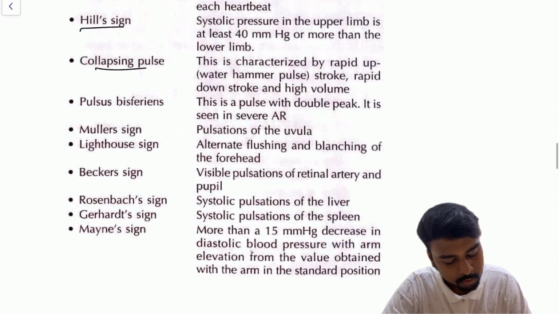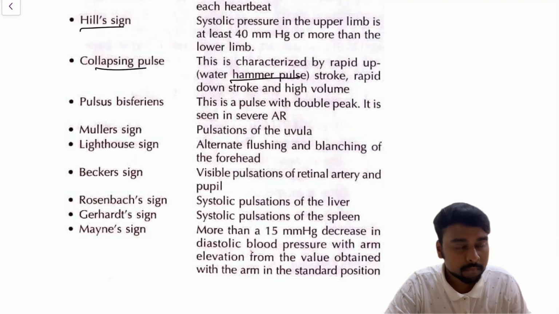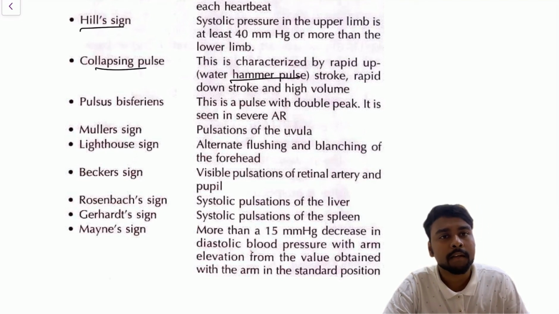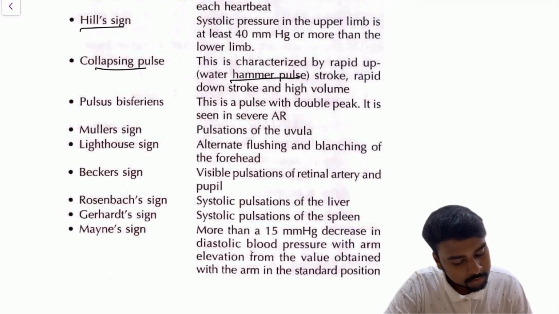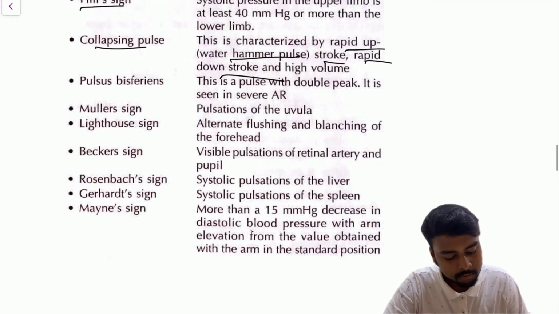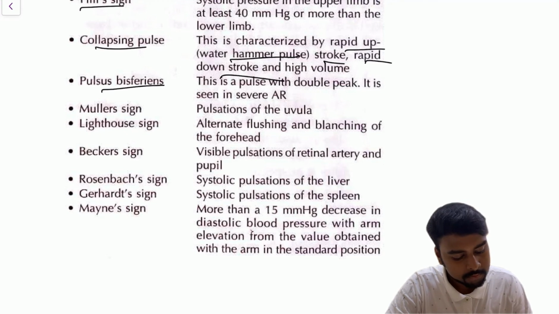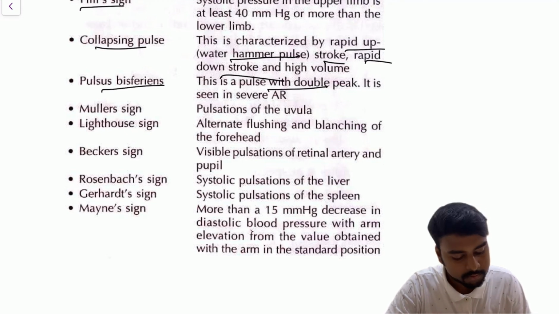So what is collapsing pulse? It is also called water hammer pulse. If you ask the patient to raise his hand and feel his radial pulse, you can feel this rapid upstroke and high volume pulse followed by a rapid downstroke and low volume. What is pulsus bisferiens? This is a pulse with double peak. This is also seen in severe aortic regurgitation.